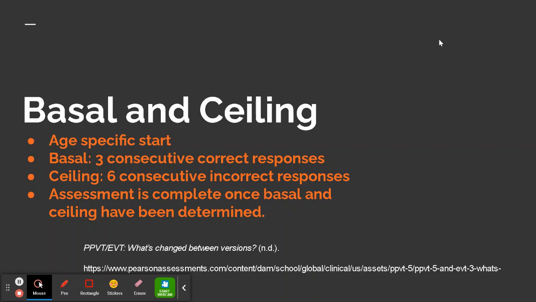So when administering this test, you must determine a basal and a ceiling. There's an age specific start slide or page that you would begin on. After 3 consecutive correct responses by the test taker, you have established your basal. And after 6 consecutive incorrect responses, that would be your ceiling. And then you would say your assessment is complete.